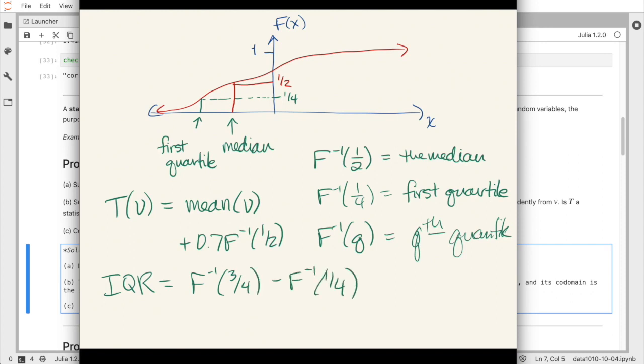So again, a statistical functional is just anything you can do looking at a distribution to produce a single number as an output. And you can think about the distribution in terms of its CDF or with respect to a density or whatever representation you want to use to encode your distribution.